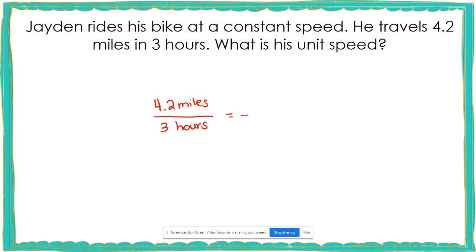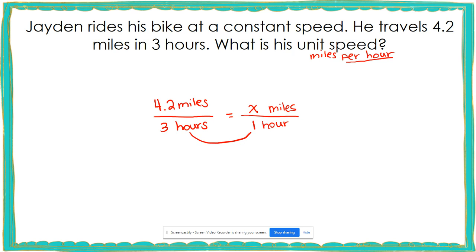Now I'm going to set it equal to what I'm looking for next, which is unit speed. Unit speed, again, means miles per hour in this case. I don't know how many miles, so I'm going to put x for my number of miles. I do know that I'm looking for per hour, which means 1 hour. Again, notice that I have miles in my numerator here and miles in my numerator here. Since hours are in my denominator over here, I have hours in my denominator over here.